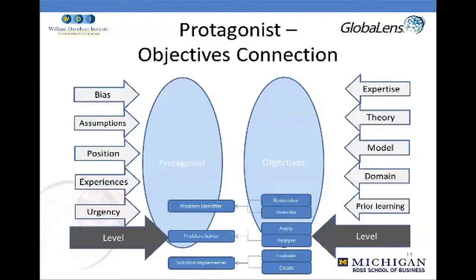In general, and I know this is a vast oversimplification, but the protagonists tend to fall into one of three categories. They're either a problem identifier, which is at the lower level, a problem solver, which is in the middle of an organization, or a solution implementer, which is the leader of an organization, or one of the leaders of an organization. On the right side, if you broadly break up educational objectives into 6 main categories, which are listed there, from remember being the simplest down to evaluate and create being the most complex, you can see there's a pretty close alignment.